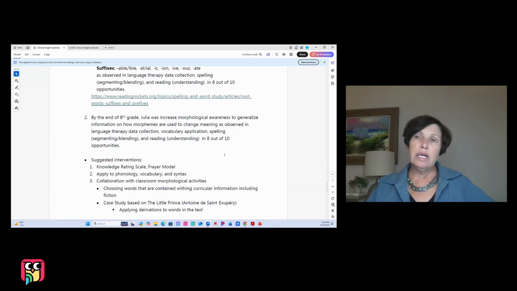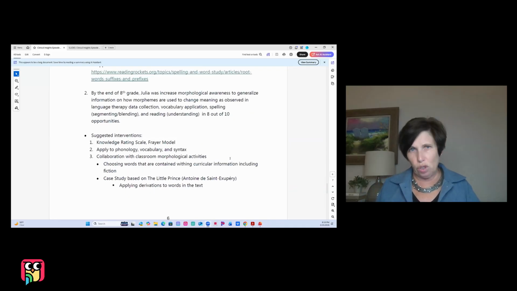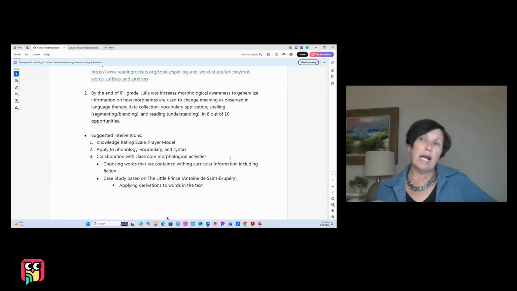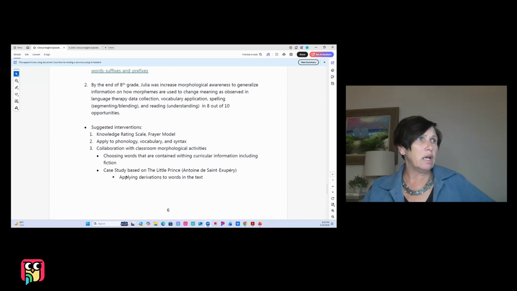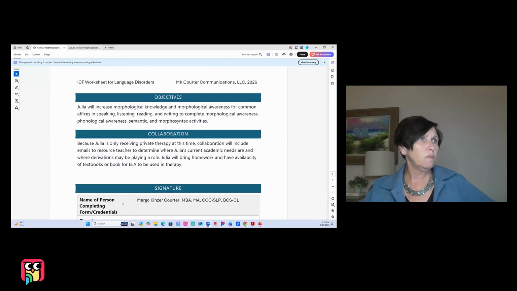Suggested interventions. We're going to look at a lot that we apply to vocabulary, to semantics. And I am going to use those same strategies that I target for semantics to target the morphology. So that's going to be a knowledge rating scale. I'll show you what that is. We're going to look a little bit at the Frayer model. We're also going to look at applying to vocabulary, syntax, and phonology. We'll look at collaboration and choosing words that are contained within the curriculum. And then again, a little bit about applying it to a case study.